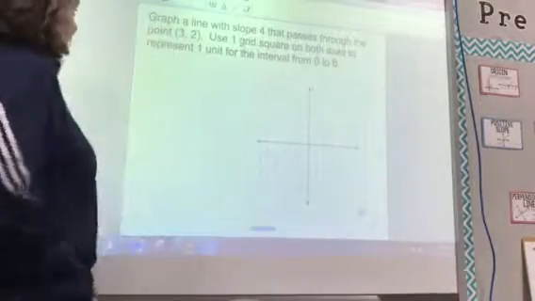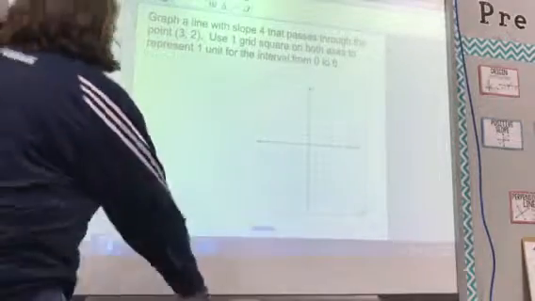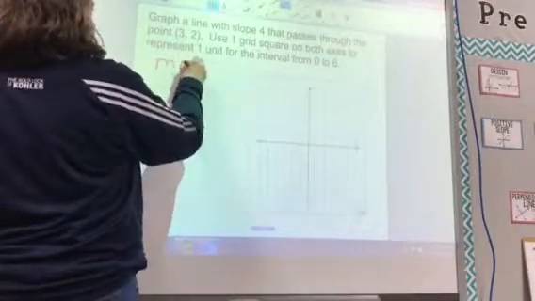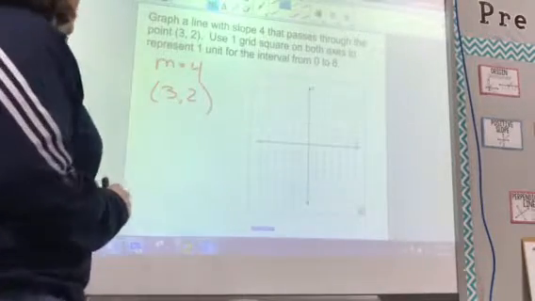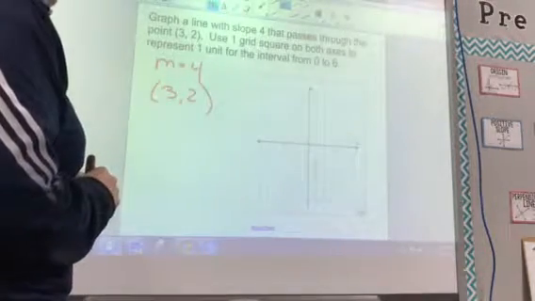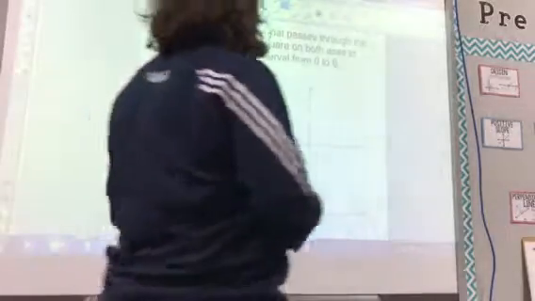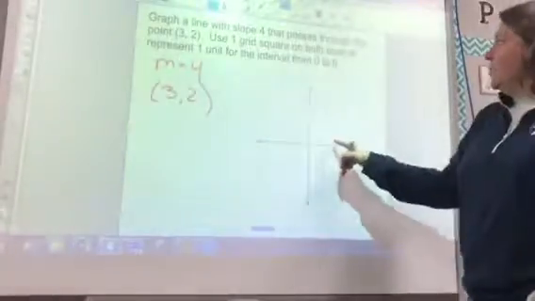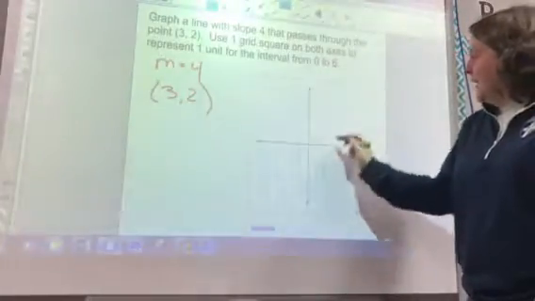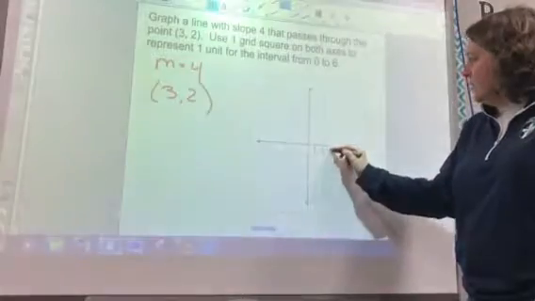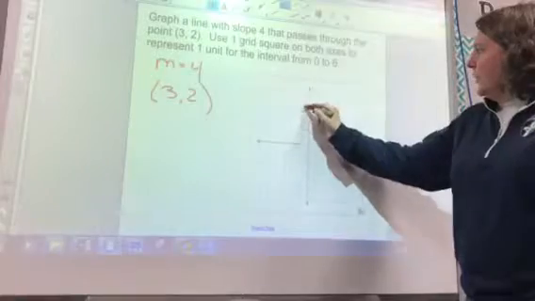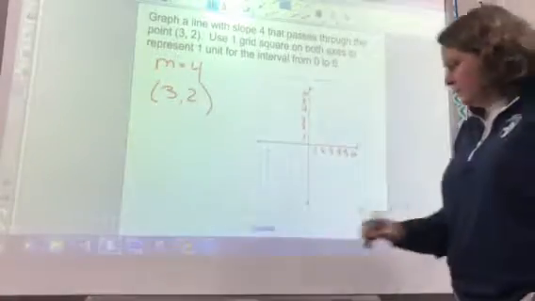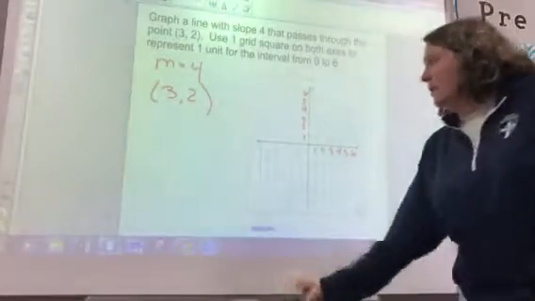Okay, so graph a line of slope 4 that passes through the point 3, 2. Use 1 grid square on both axes to represent 1 unit for the interval from 0 to 6. So each one is 1. I'm going from 0 to 6 on x and y. So I'll start with my x, 1, 2, 3, 4, 5, 6. Now my y, 1, 2, 3, 4, 5, 6. I don't need to do any other numbers.